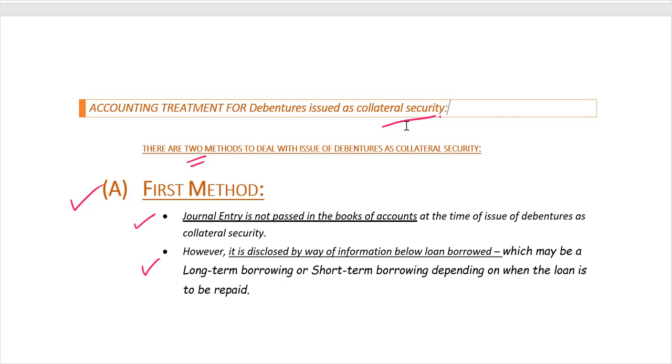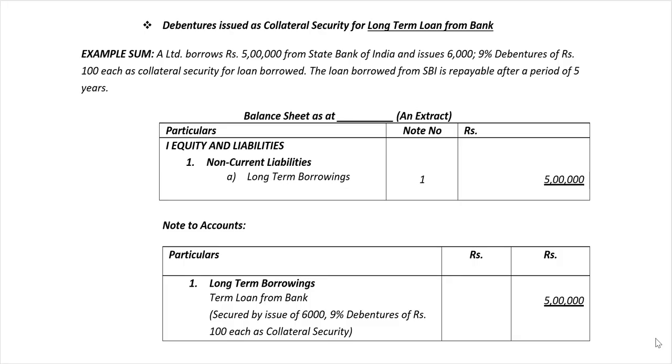However, it will be disclosed by way of information below the loan borrowed. The loan borrowed itself may be a long-term borrowing or a short-term borrowing of the company depending on when the loan is to be repaid. Now let's assume that the loan which is borrowed from the bank is a long-term loan. So we will see the treatment for debentures issued as collateral security for a long-term loan borrowed from the bank.